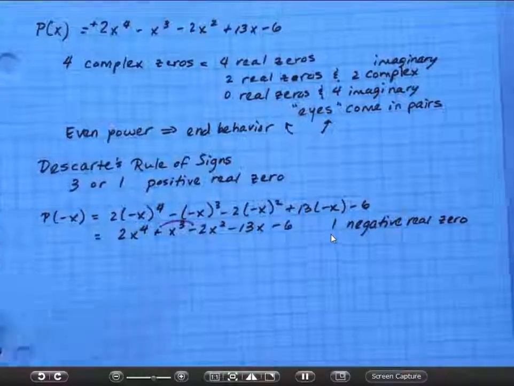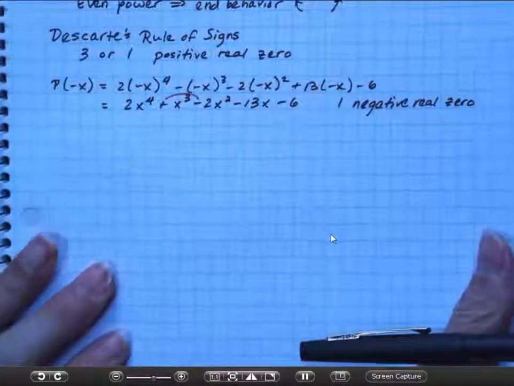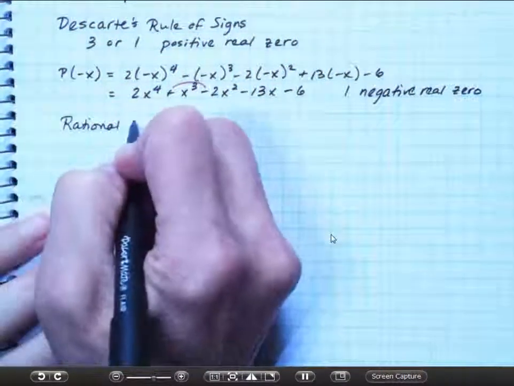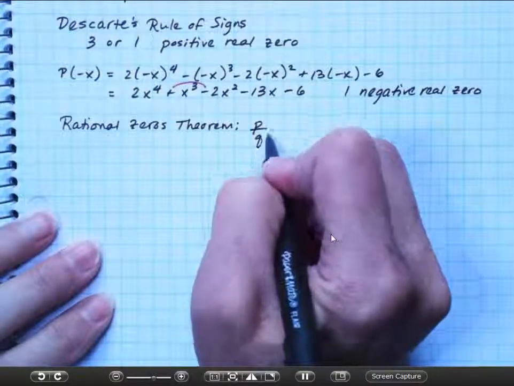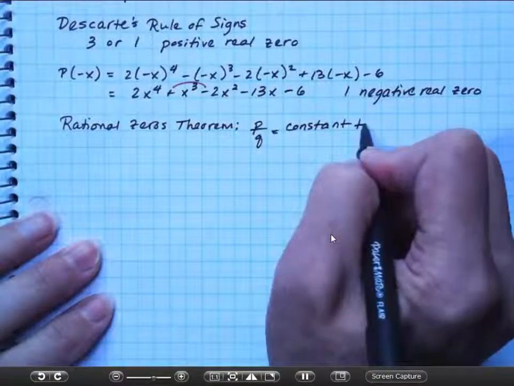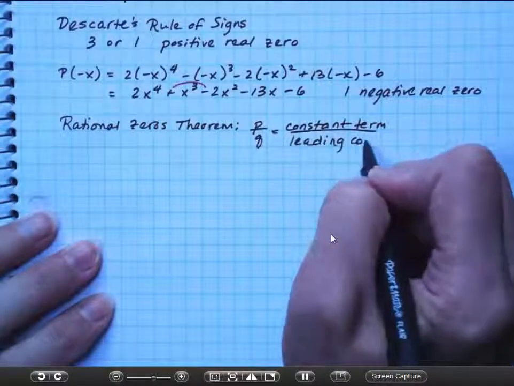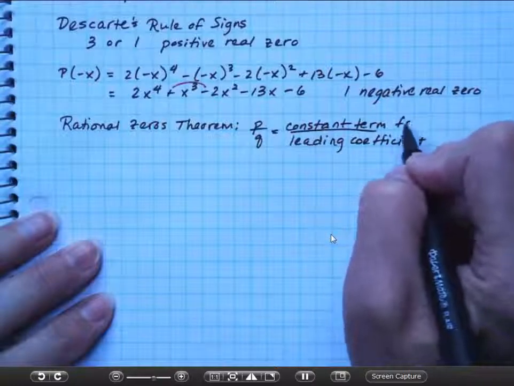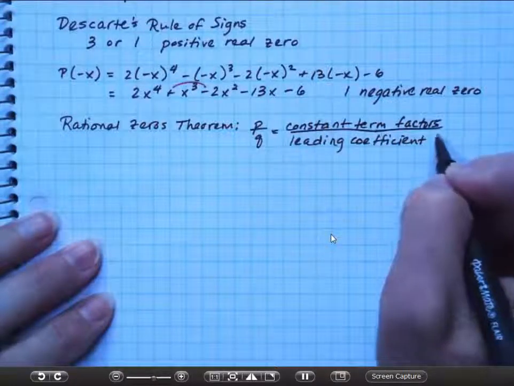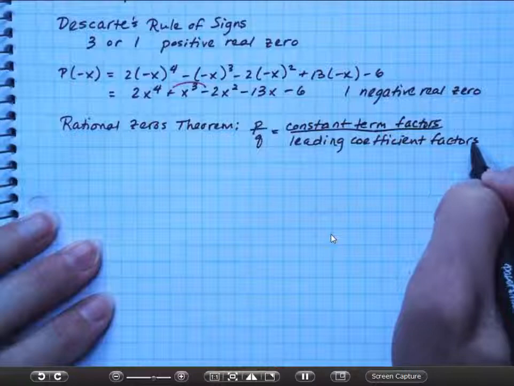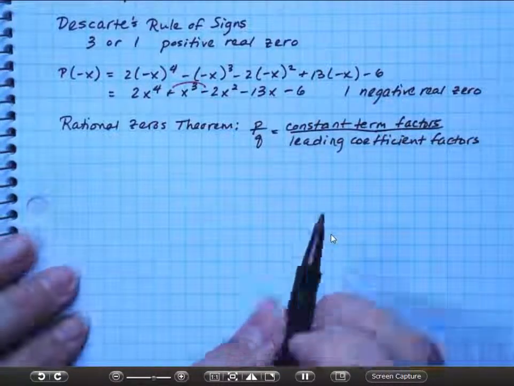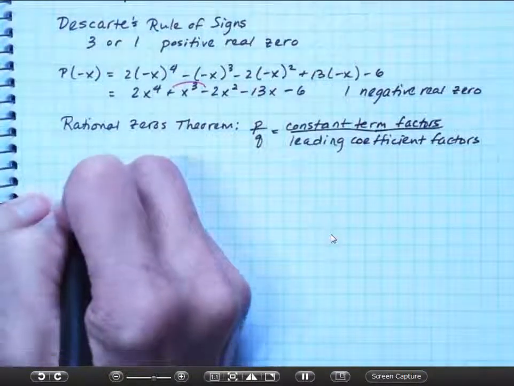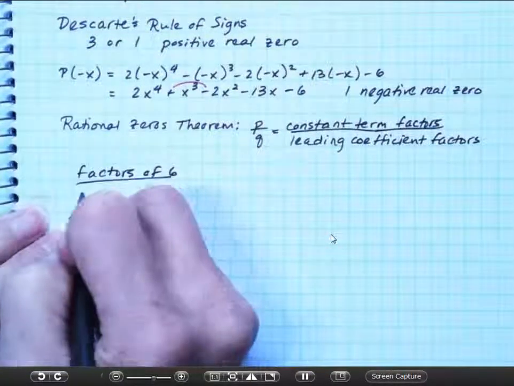All right, the next thing I'm going to look at is my rational zeros theorem. So the rational zeros theorem says that I'm going to take my p over q, and p is my constant term, and q is my leading coefficient. And I'm going to look at their factors. So I'm going to look at the constant term factors, and I'm going to divide it by the leading term factors. And we want to include both the positives and the negatives. So p in my original function is 6. So I'm going to be looking at factors of 6 and dividing it by factors of 2.